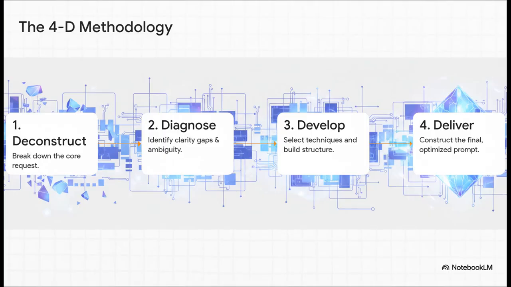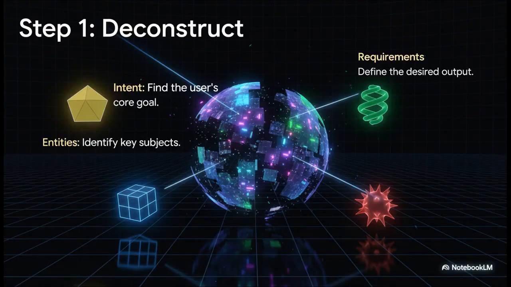And the reason this Lyra prompt is so ridiculously effective is because it follows a rigorous four-step process. Deconstruct, diagnose, develop, and deliver. It's a whole system for turning a vague idea into a precise instruction. So first up, it deconstructs the user's initial request. It doesn't just take it at face value. It digs deeper to find the true goal, the key components, and critically, what information might be missing.